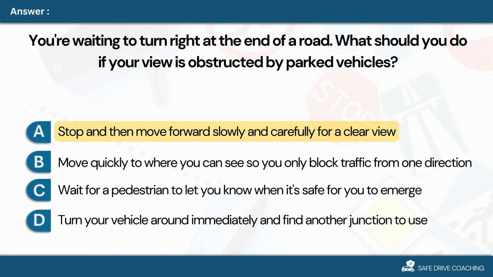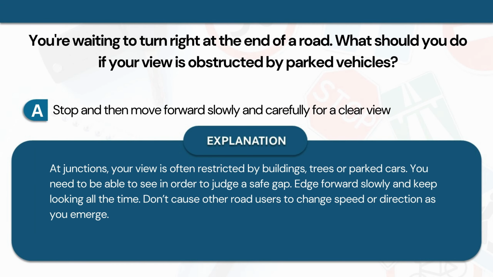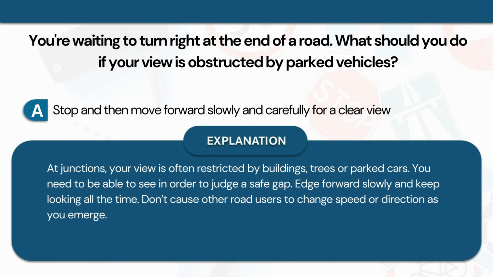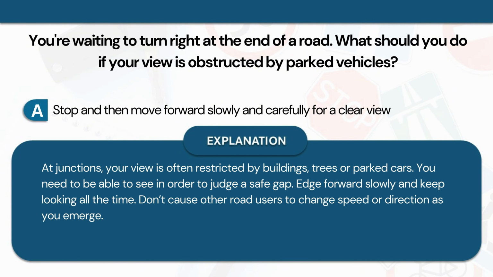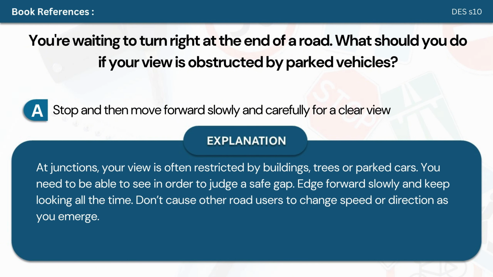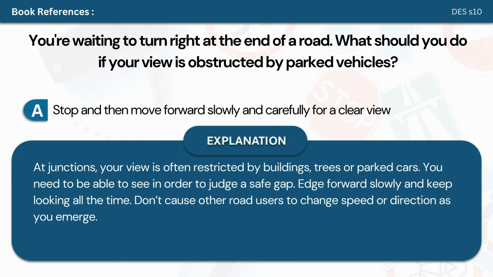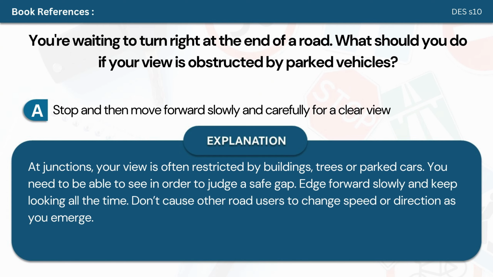The correct answer is A. Stop and then move forward slowly and carefully for a clear view. At junctions, your view is often restricted by buildings, trees, or parked cars. You need to be able to see in order to judge a safe gap. Edge forward slowly and keep looking all the time. Don't cause other road users to change speed or direction as you emerge.